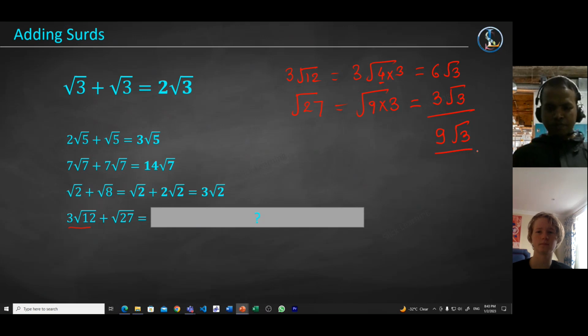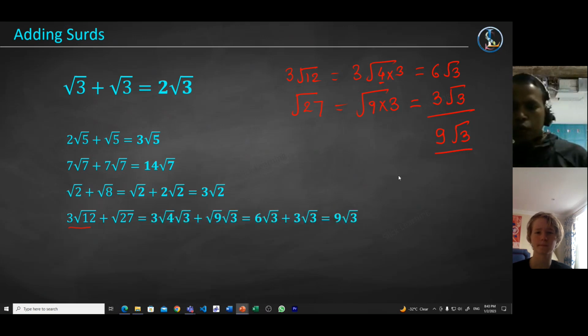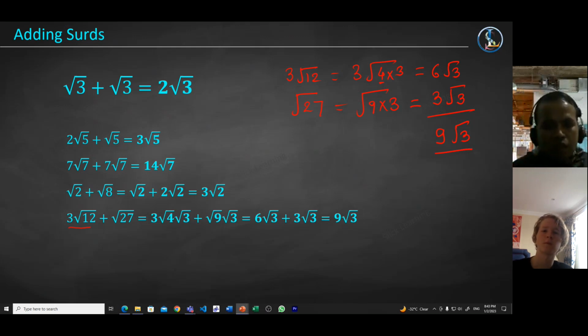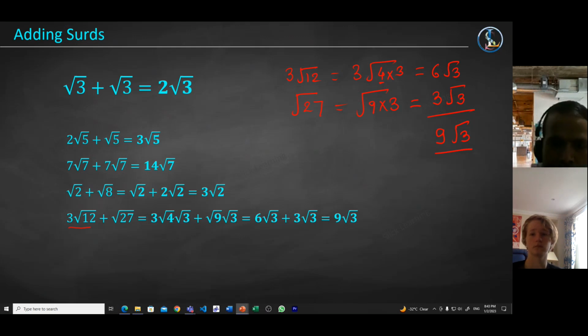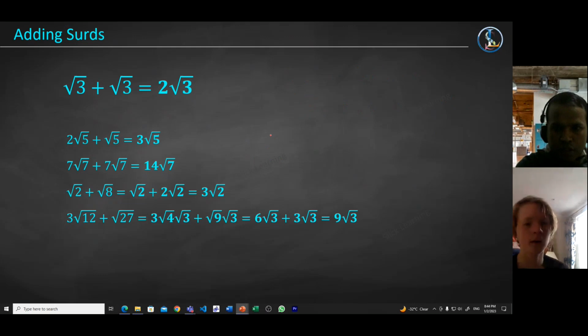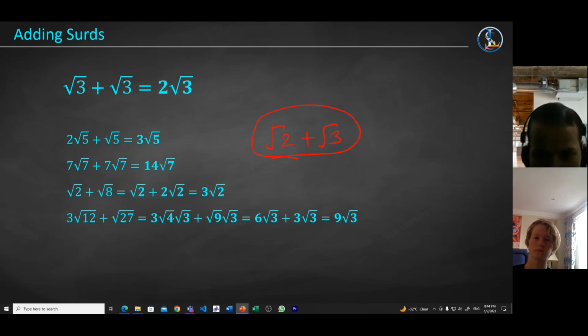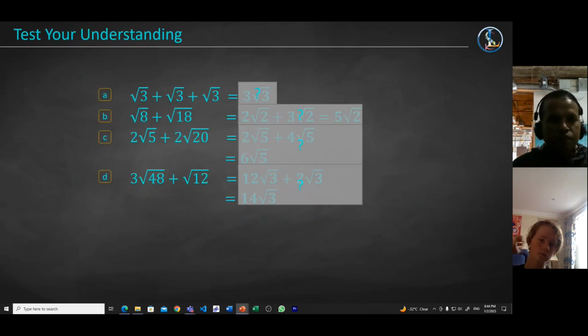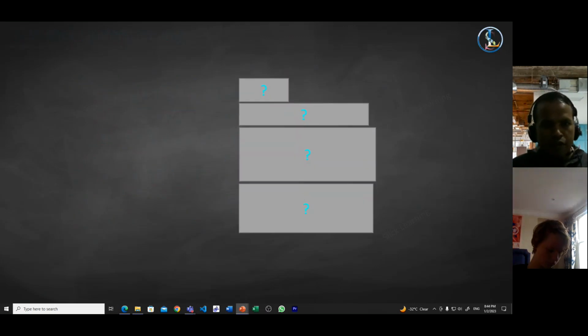So before adding the surds, you have to convert them into like form, meaning they must be of the same type. If these two are different, you cannot add them. Suppose the numbers are square root 2 and square root 3, you cannot add them anyway. It will be as it is. You cannot do anything with this because it's already in lowest form, right? Okay, so these are the examples you have.